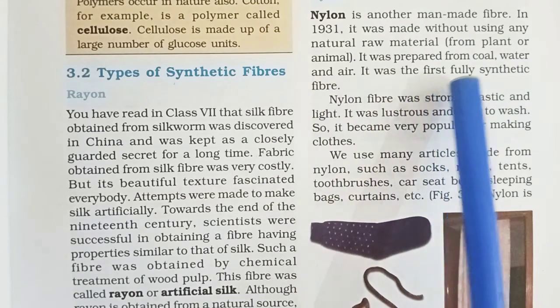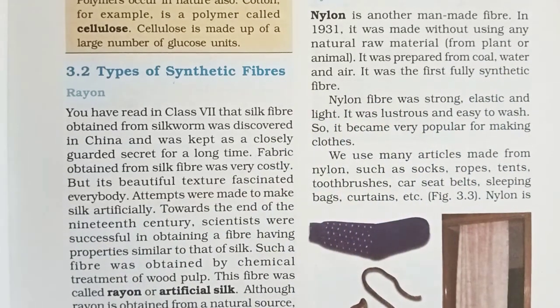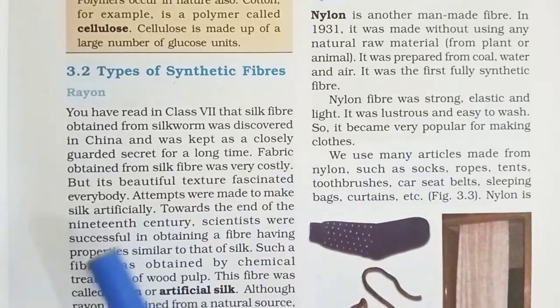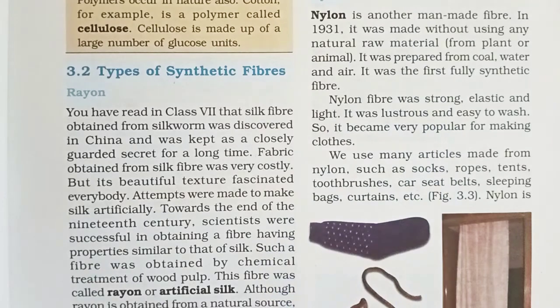It was the first fully synthetic fiber. There is no natural raw material at all in the preparation of nylon. But what are the uses of nylon? They have discovered a completely synthetic fiber using coal, water and air.